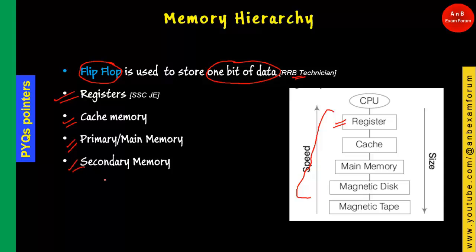So this is the memory hierarchy. Remember, the fastest one is the register, then cache memory, then primary, then secondary. It is not the cache memory, it is the registers, again I am repeating, registers are the fastest memory, whereas the slowest one is the secondary memory.